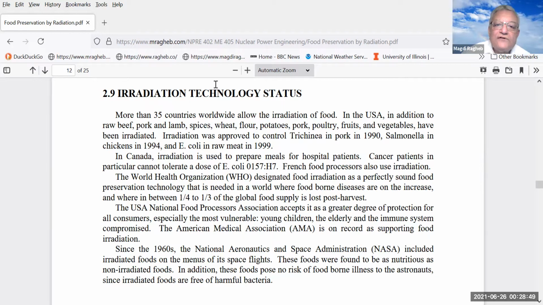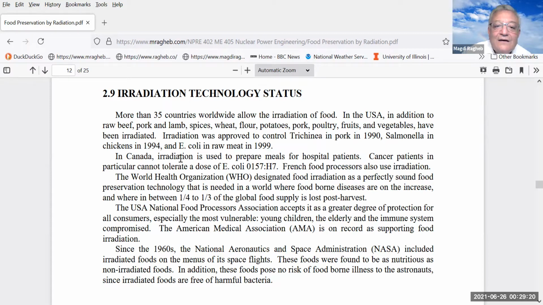More than 35 countries worldwide allow the irradiation of food. In the United States, in addition to raw beef, pork and lamb, spices, wheat, flour, potatoes, poultry, fruits, and vegetables have been irradiated. Especially products like spices that are imported from other countries. Irradiation was approved to control trichinia, that's in pork, in 1990, salmonella in chickens in 1994, and E. coli in raw meat in 1999.